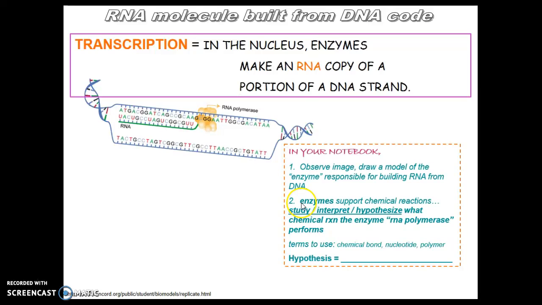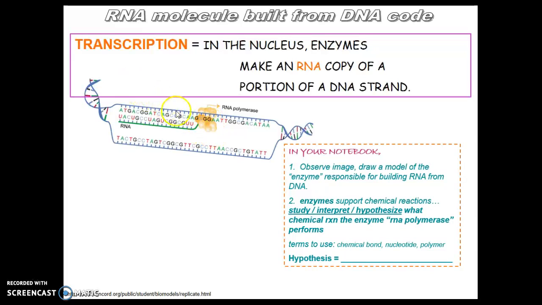It says number 2, enzymes support chemical reactions. It says study, interpret, and hypothesize what chemical reaction the enzyme RNA polymerase performs. So if a chemical reaction happens, chemical bonds are formed. Looking at what RNA polymerase does and seeing this visually, how could chemical bonds be formed when RNA polymerase does its job? So you've got to look at the picture.